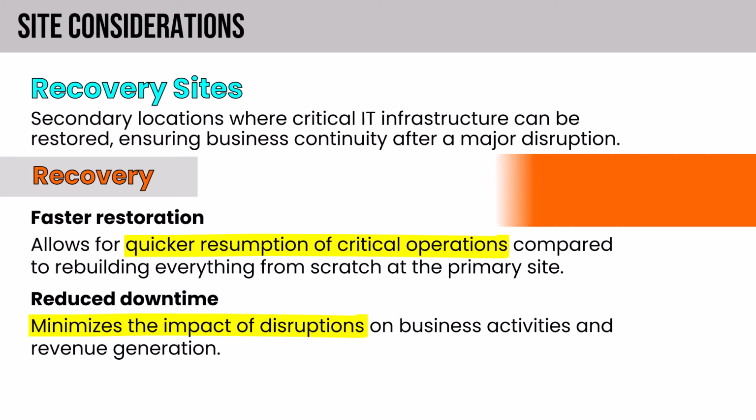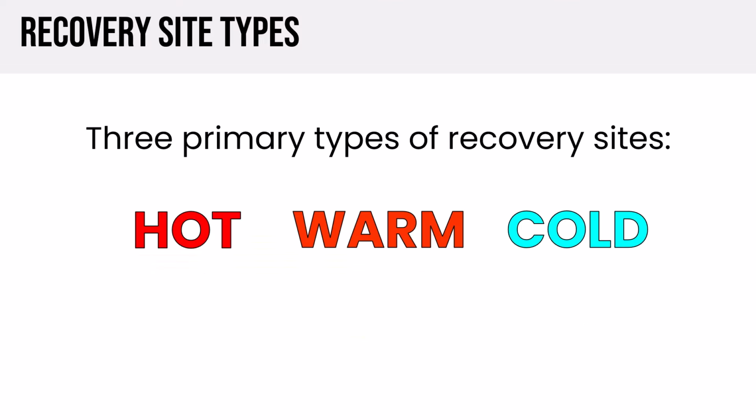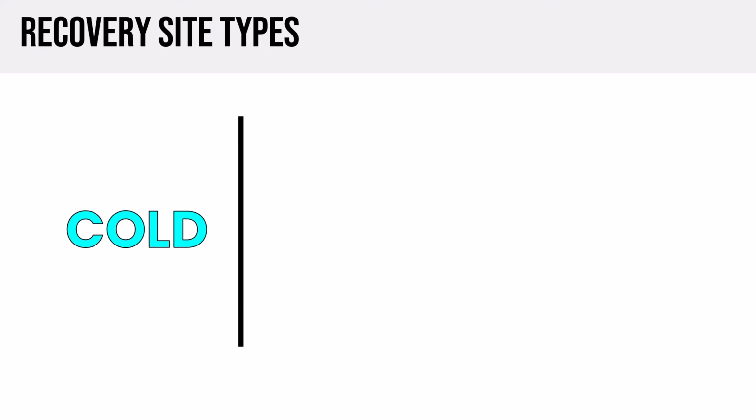Now, to be clear, budget and availability needs will dictate the type of recovery site we implement, or recovery sites. So from that perspective, we see three types of sites called out in the syllabus, and those are hot, warm, and cold sites. And there's room for a lot of nuance in creating hot, warm, and cold sites. They're not all the same, but I'm going to give you the high-level definitions that will allow you to focus in on the core intent for the exam. So let's start with the cold site.